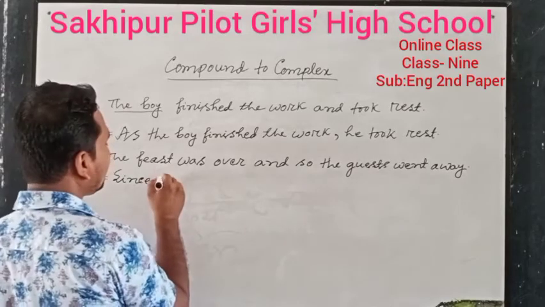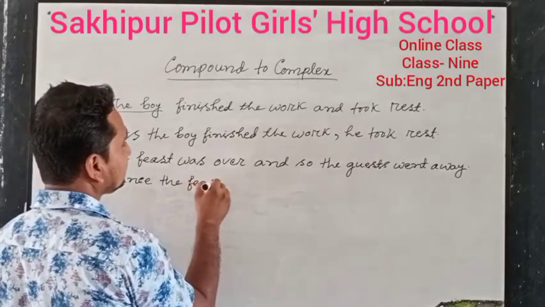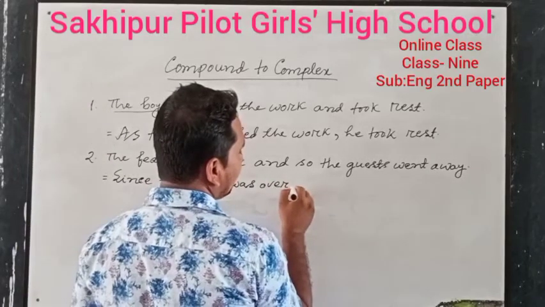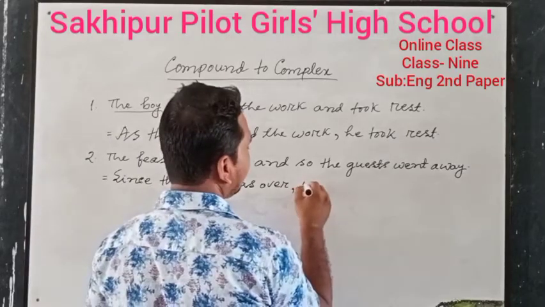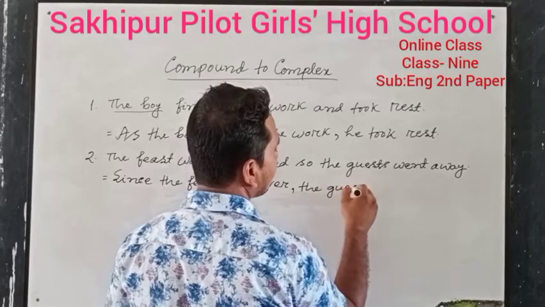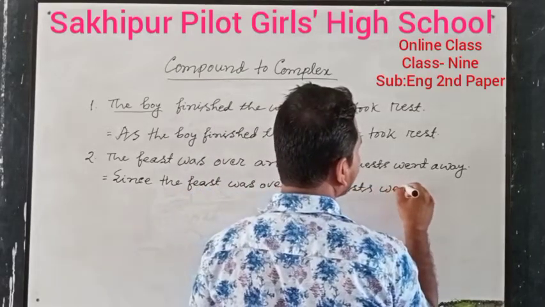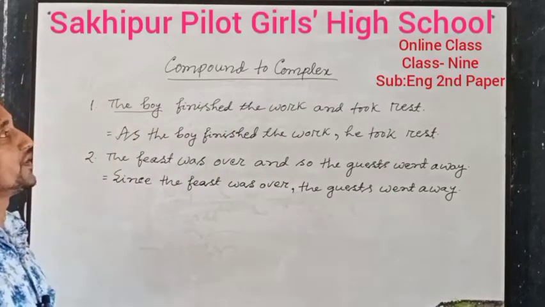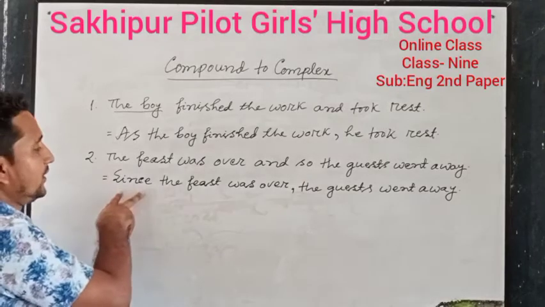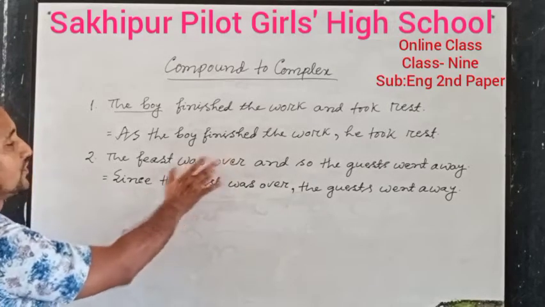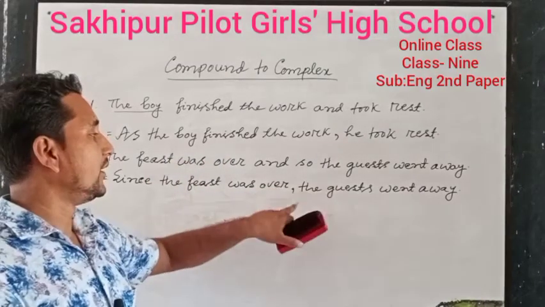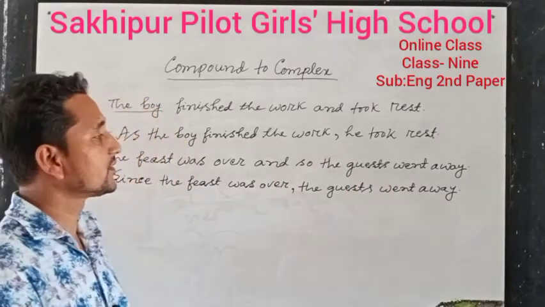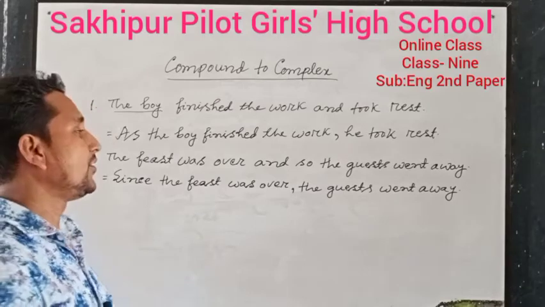Since. Then you have to write the first clause, the feast was over. You have to use a comma instead of "and so". Then you write the second part, the guest went away. It's very easy. Just use the signs of compound to complex. Here, since, then the first clause, the feast was over, a comma instead of "and so", then the subordinate clause, the guest went away. Are you clear about this?